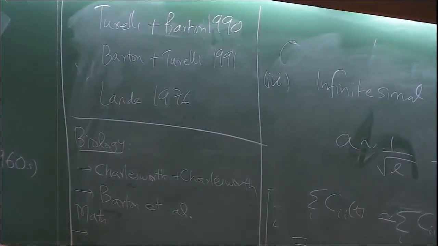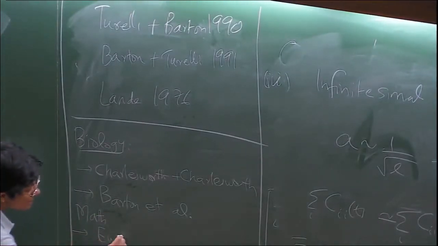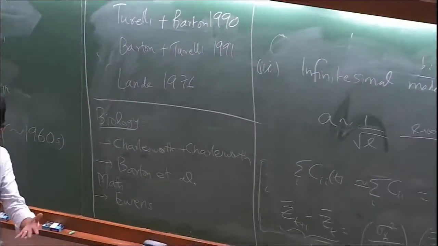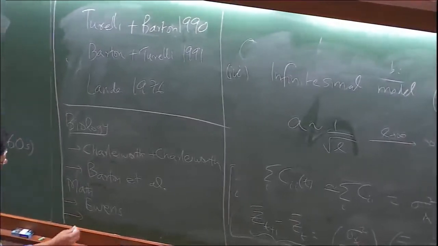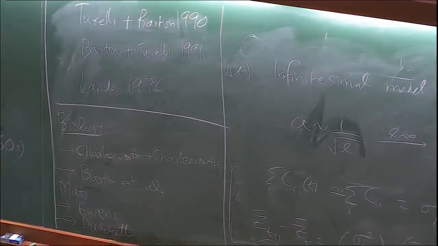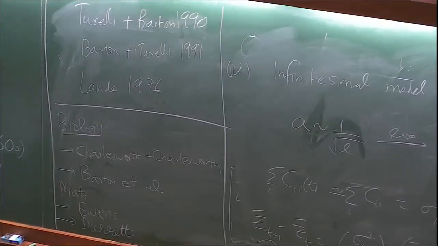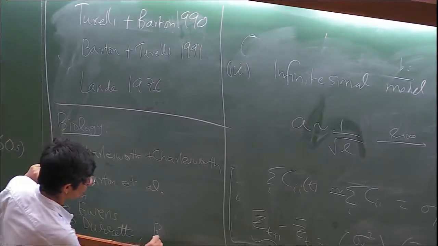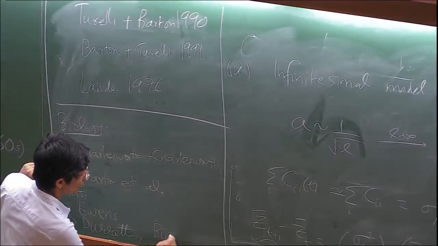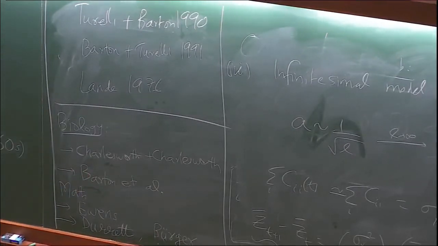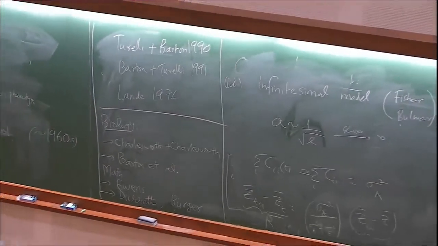If you are more into math, then a couple of books. One is by Ewens, Theoretical Population Genetics, and there are also more involved ones by a mathematician, Durrett. On this part, you could look up the book by Bürger. Okay, and I'll stop here.